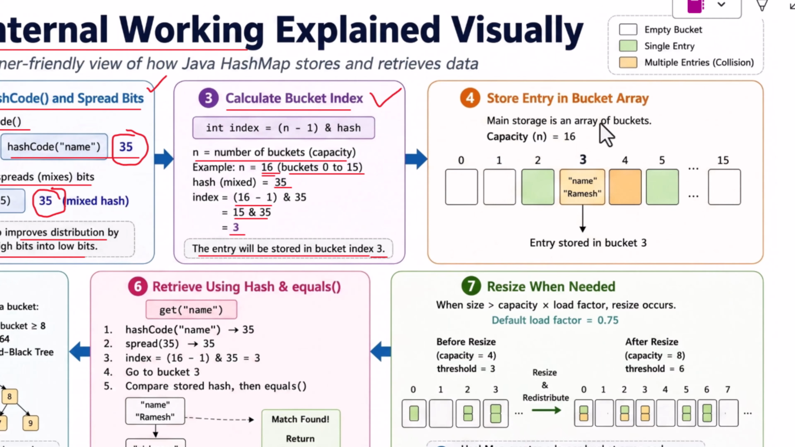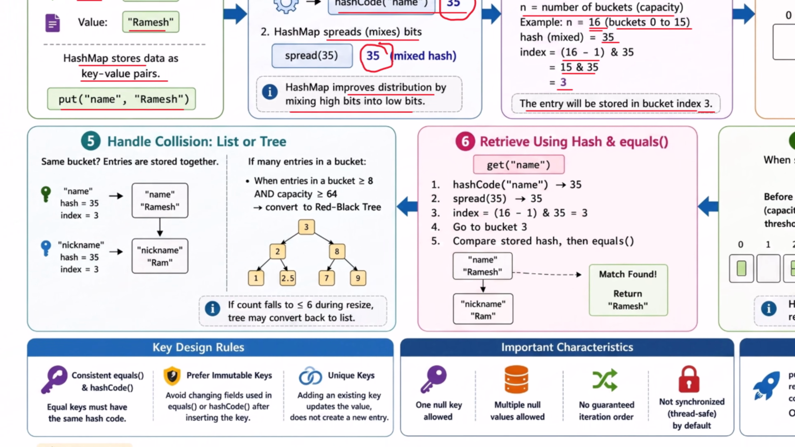The fourth step is store the entry in the bucket array. HashMap goes to bucket 3. If the bucket is empty, it stores the new entry there. So bucket 3 now contains the key name and the value Ramesh. This is the normal case when no other entry is already using that bucket. But different keys can sometimes produce the same bucket index. This situation is called a hash collision.